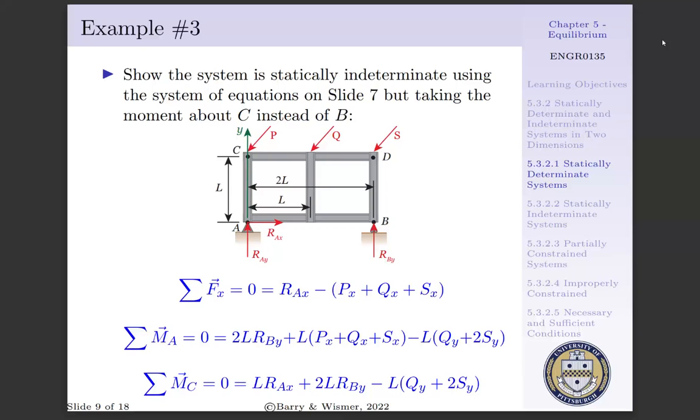We only have two independent equilibrium equations, which will allow us to solve for Rax and RBY. We are unable to solve for Ray, for we do not have an equilibrium equation describing it. Since Ray was neglected from both our summation of moments about point A and our summation of moments about point C, we cannot solve for it.